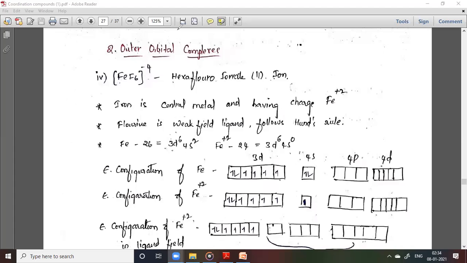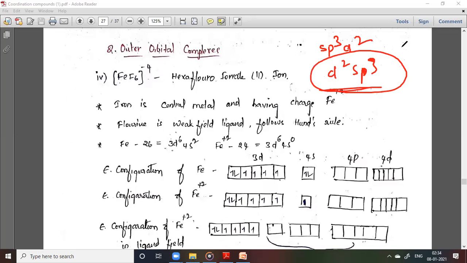So, my dear students, let us continue the last session, that is the VBT theory for the octahedral complexes. I already told you that octahedral complexes generally have sp3d2 or d2sp3 hybridization. In the last session, we completed the d2sp3 hybridization, which is also called inner orbital complexes. Now, in this session, we are going to discuss the outer orbital complexes.